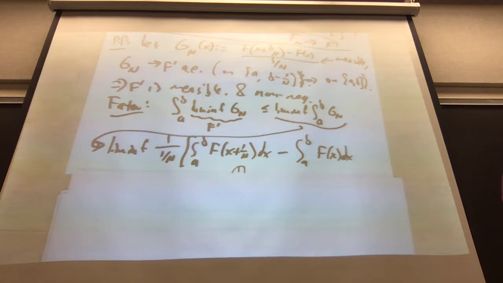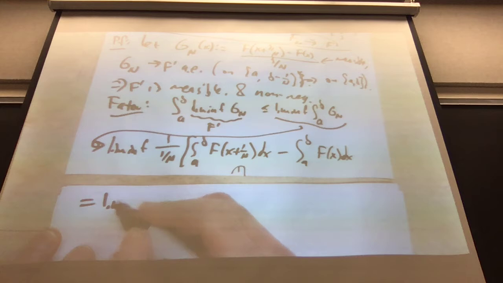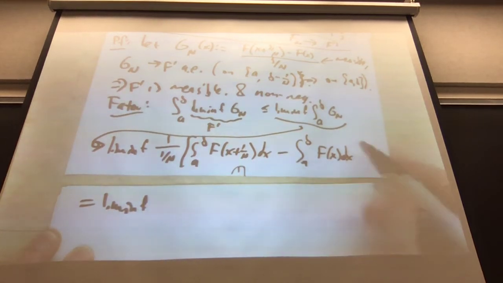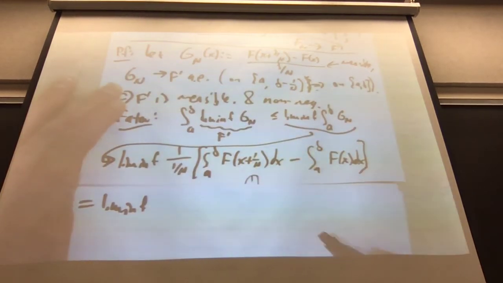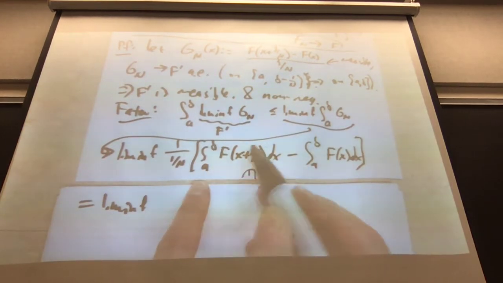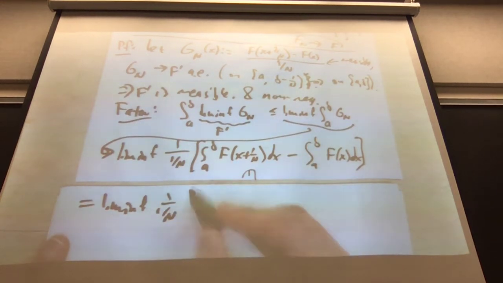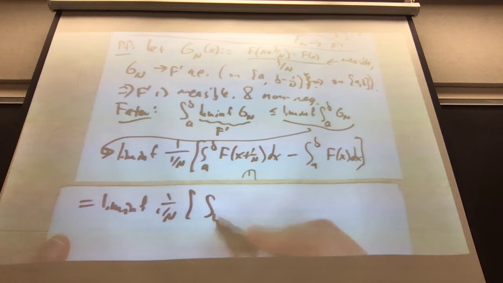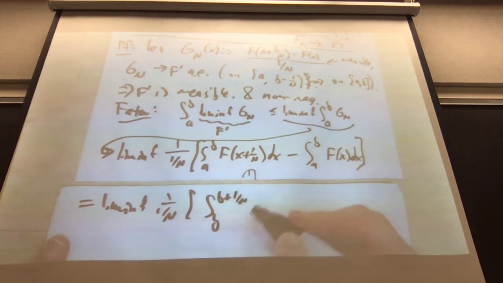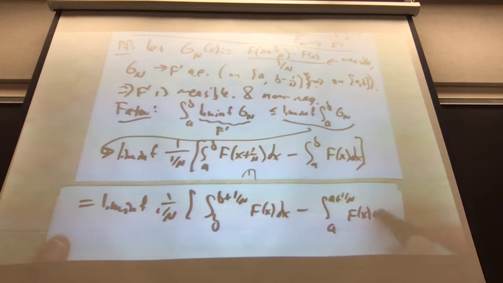And that is equal to lim inf of, close bracket. So what is this? This is integrating from a plus 1 over n to b plus 1 over n and subtracting off. So this is 1 over n times, when you subtract these two, you get the integral from b to b plus 1 over n of f of x dx, minus the integral from a to a plus 1 over n of f of x dx.